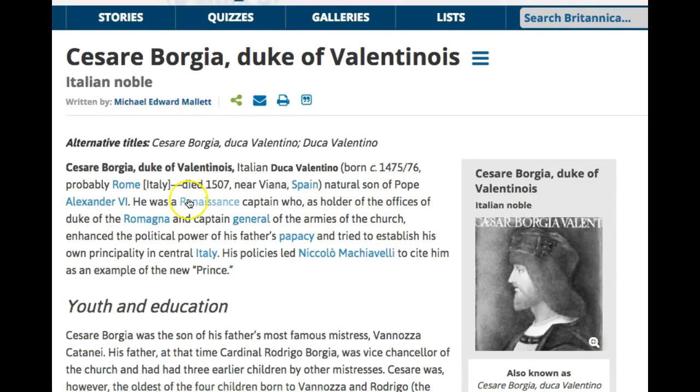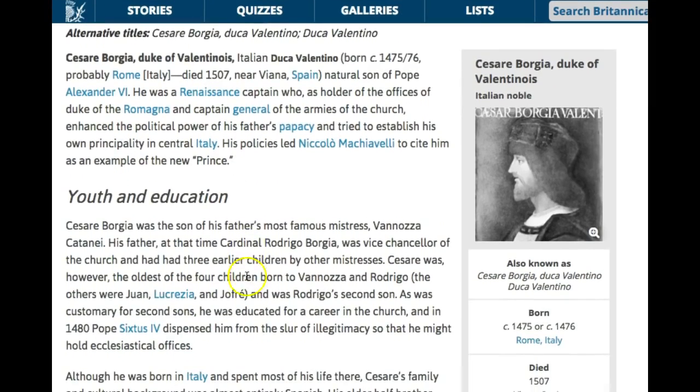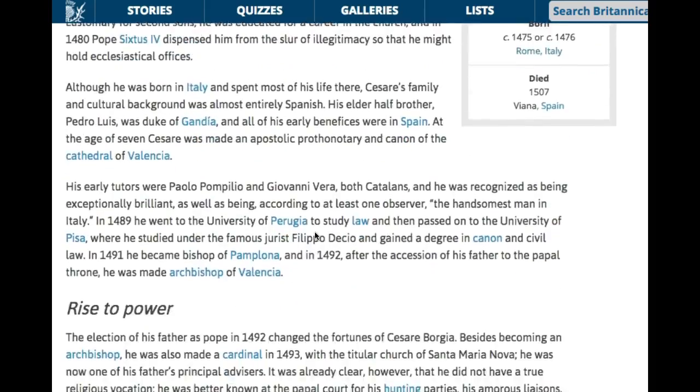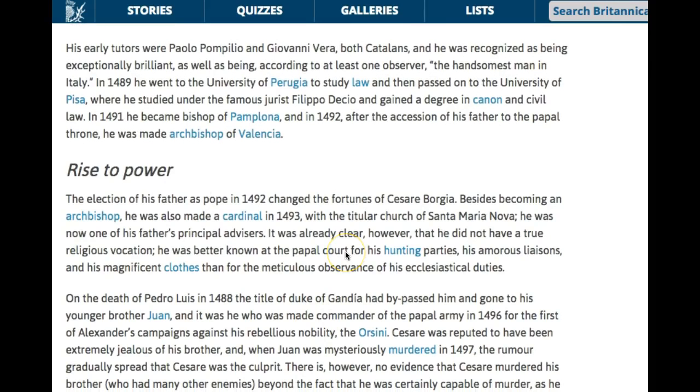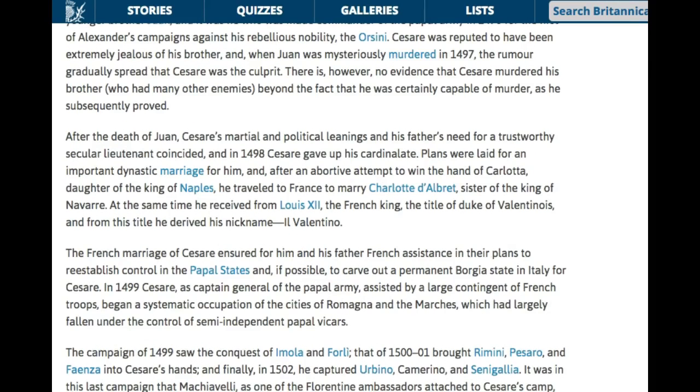Cesare Borgia, natural son of Pope Alexander VI. He was a Renaissance captain who, as holder of the offices of Duke of the Romagna Church and Captain General of the armies of the church, enhanced the political power of his father's papacy, and tried to establish his own principality in central Italy. His policies led this person to cite him as an example of the new prince, and it goes on to talk about the son's most famous mistress and also throughout his entire life and who his tutors were and how he rose into power. Because he rose into power just after the death of his brother Juan. Is that a coincidence? It's not looking like it.